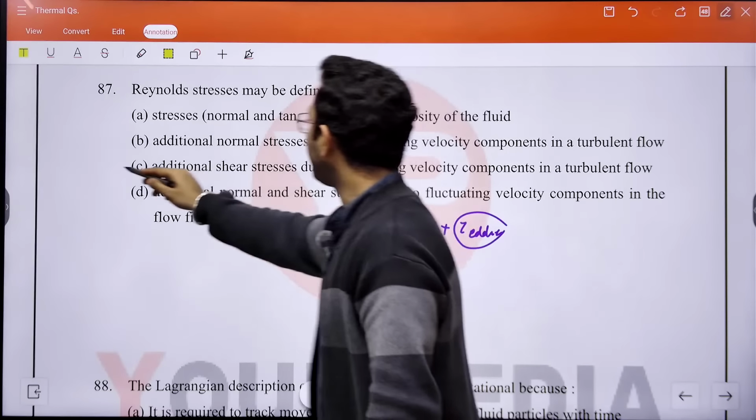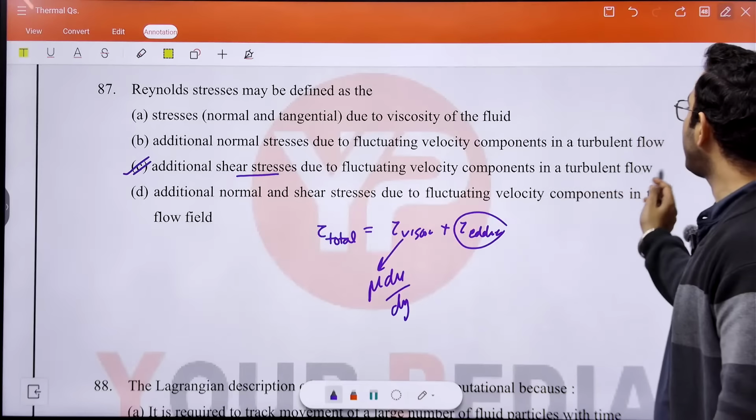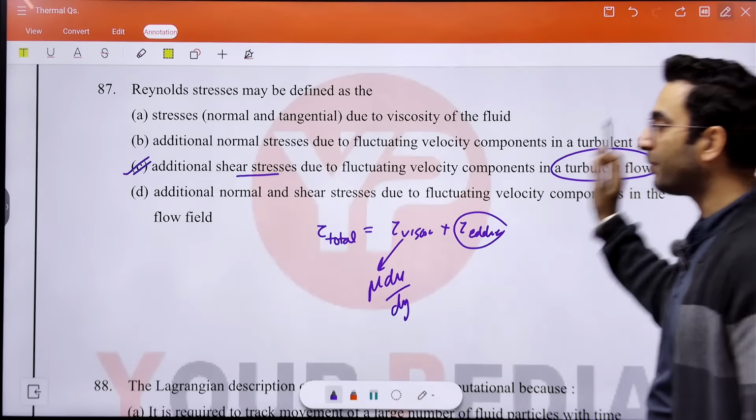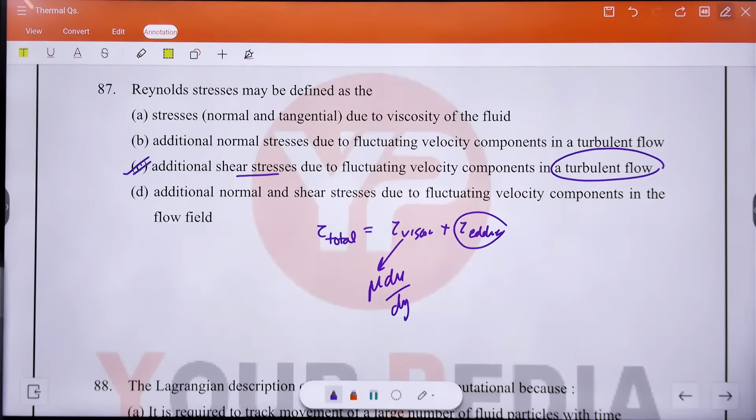So it is representing the additional shear stresses due to the fluctuating velocity components in a turbulent flow. The option number B, C is going to be the correct answer here. That's a simple case. Okay.